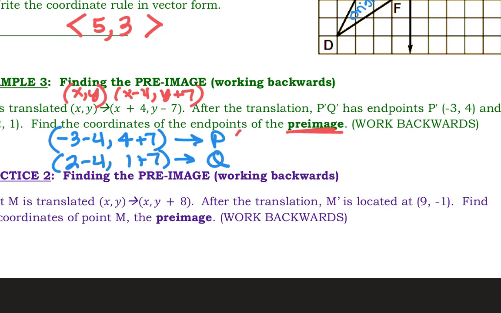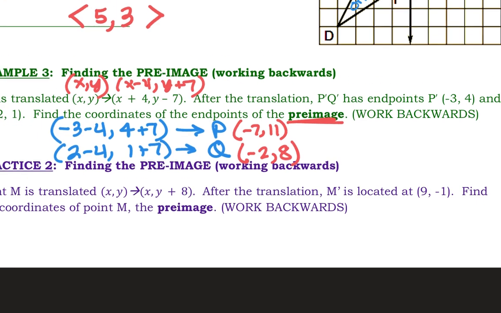So what did y'all get for P? Negative 7, 11. And then for Q, we got negative 2, 8. All right, go ahead and try that bottom one.